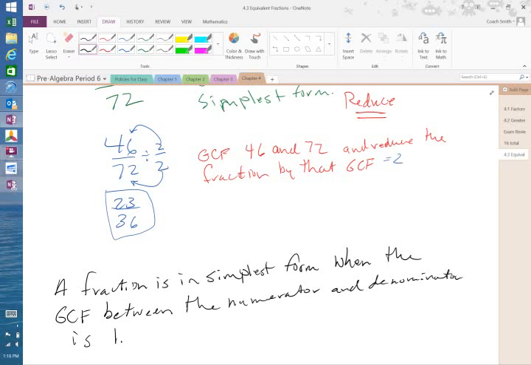Okay, it doesn't mean that the fraction is 1 over 1. It just means there's no other common factors than just 1. For example, we had 5/8 a while ago. The factors of 5 are 1 and 5. Factors of 8 are 1, 2, 4, and 8. The only factor they have in common is 1, so therefore you can't reduce it. You can't take it any further than what it is.